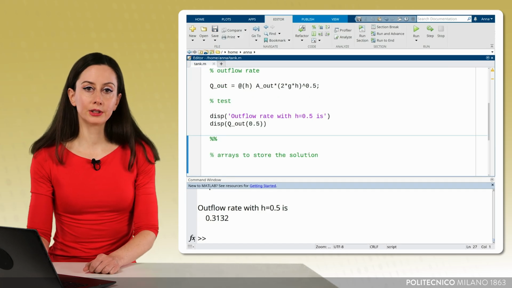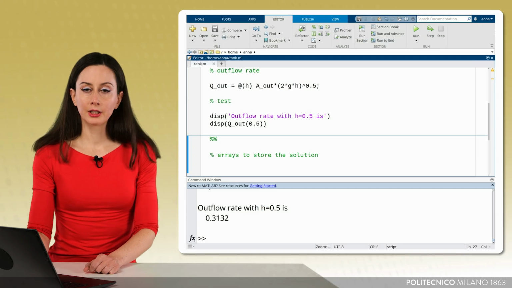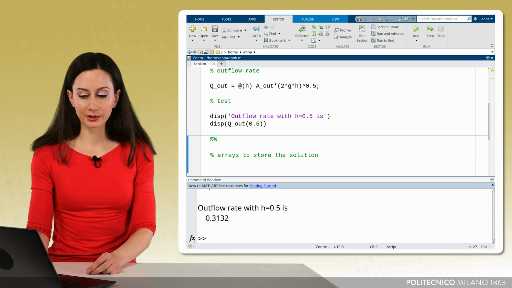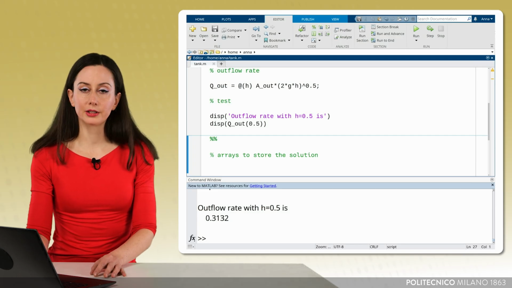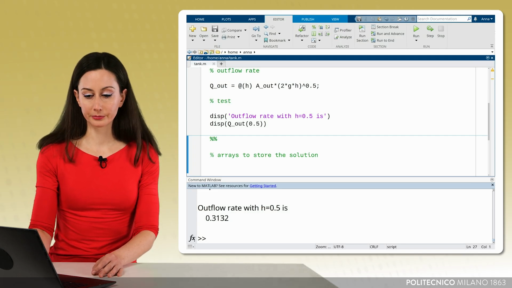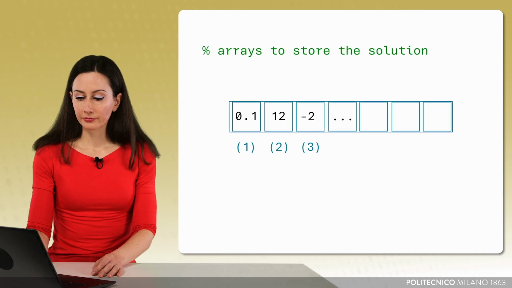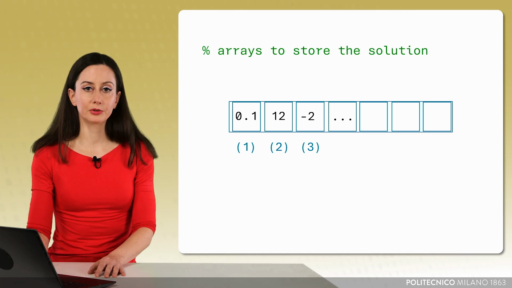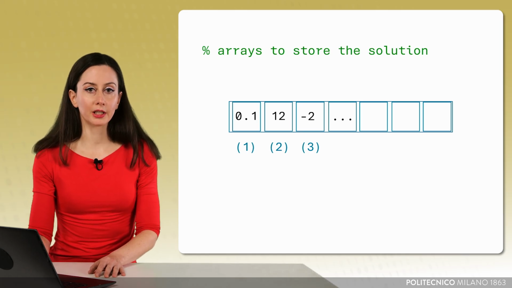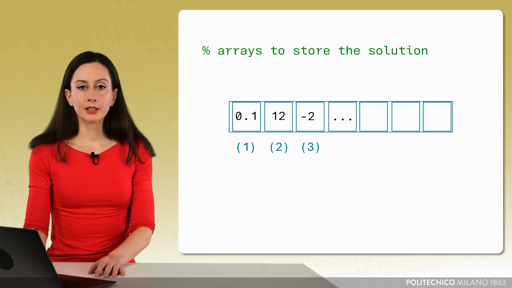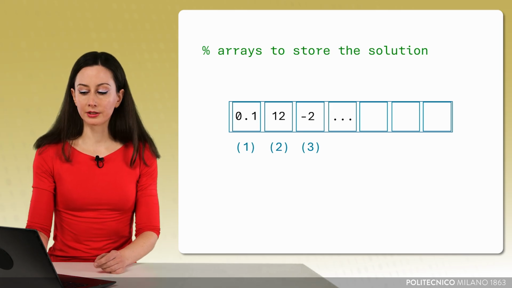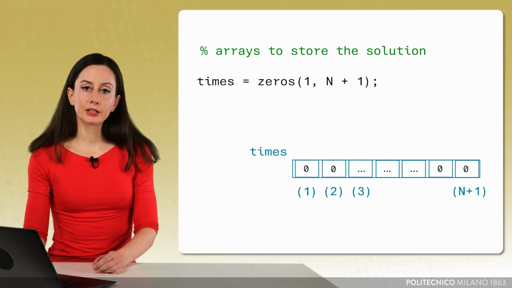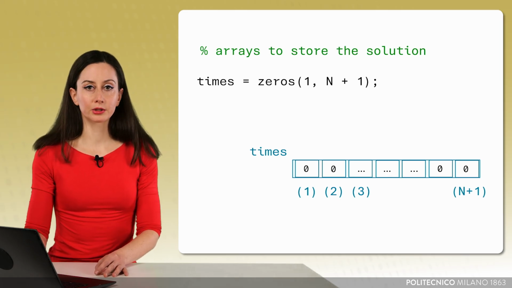Now we have all the ingredients to perform the actual simulation, and we want to store the values of h, the water level, at different times. For this purpose, we begin by creating containers called arrays. Arrays are ordered containers where we can store many values of the same type, typically numbers, but also characters or even strings. And each element has a precise position indicated by a number starting from 1. In our case, we need to create arrays of n+1 elements.